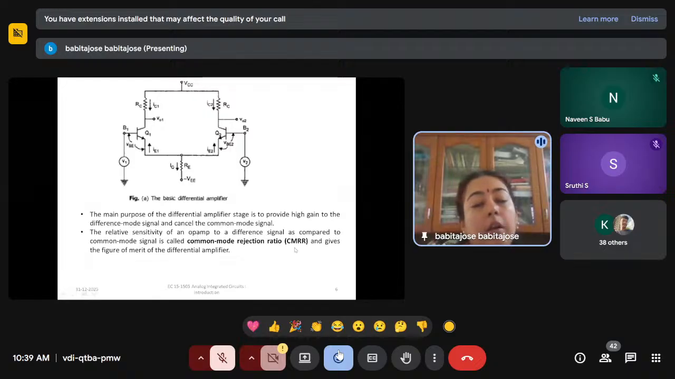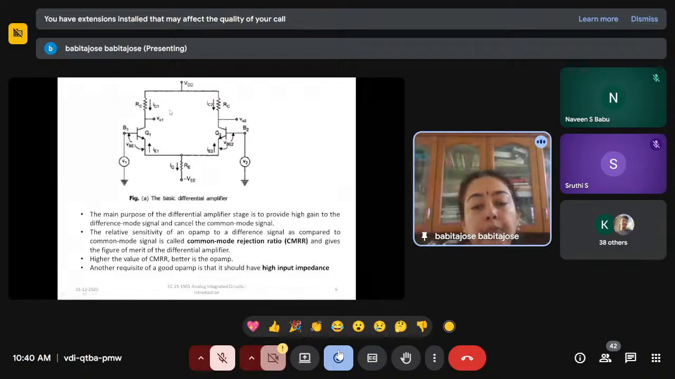So this is an important parameter of the op-amp, and it indicates the figure of merit of the differential amp. So the higher the value of CMRR, we can say the better your op-amp is. Higher the common mode rejection ratio, better is your op-amp. Also another requirement of a good op-amp is that it should have high input impedance. So this is basically a differential amplifier.